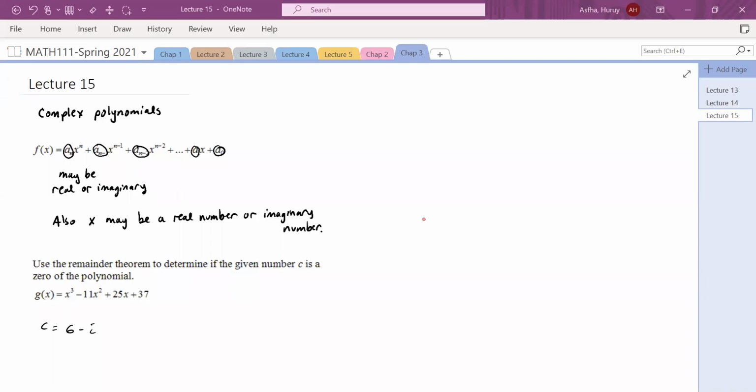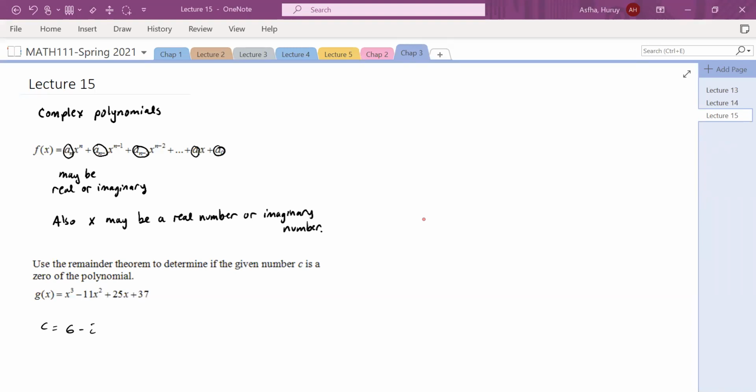So far, we have considered real coefficients of a polynomial function. When we talk about polynomial functions, we consider the coefficients to be real numbers, but that's not always the case because we can have imaginary coefficients, and also the values of x could be imaginary. So x can take imaginary numbers.